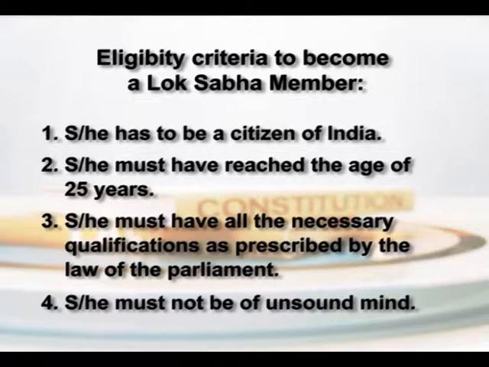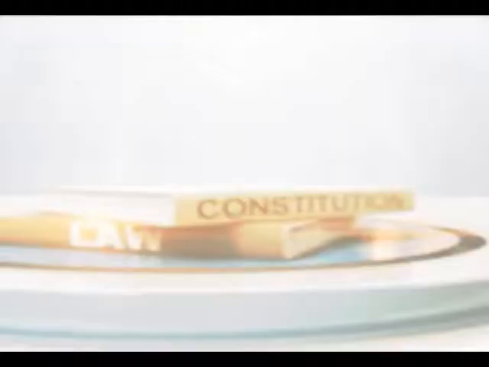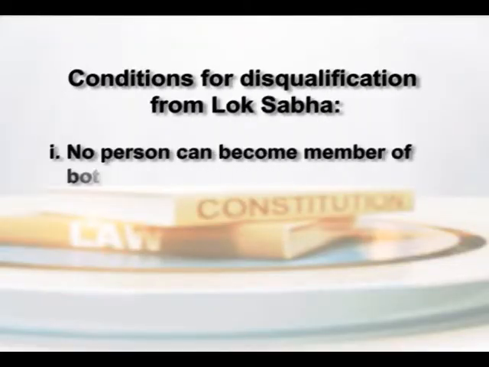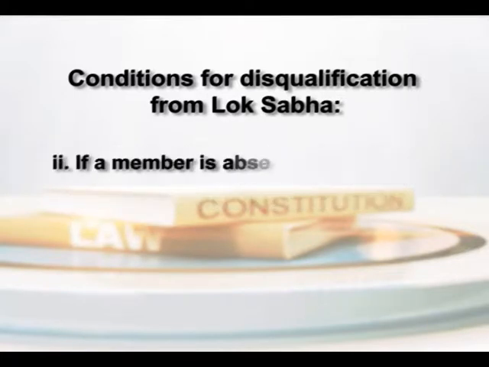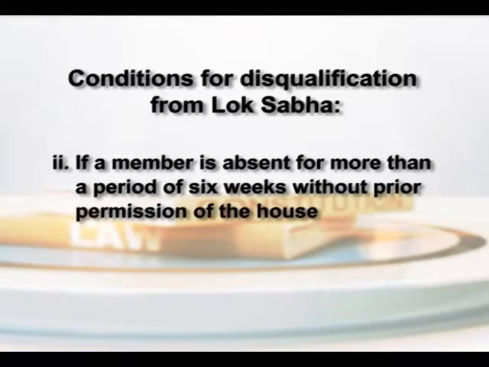Now, when the essential qualifications are being mentioned in the Constitution, it is well understood that the criteria for disqualifications would be mentioned as well. Let us examine the conditions when a member of the Parliament can be disqualified. First of all, no person can become a member of both the houses of the Parliament or both the Parliament and that of the state legislature. Secondly, if a member remains absent for more than a period of 6 weeks without prior permission of the House, then the person is liable to be disqualified.